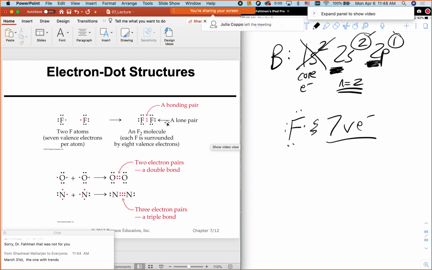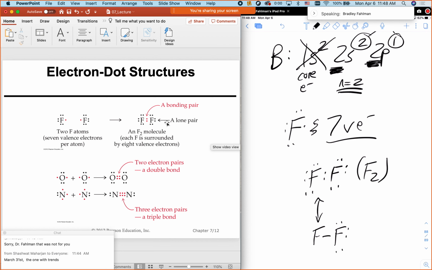You just put them together, and now you've got a bonding electron pair between them. Okay, so this is for F2. The molecule F2, that would be the Lewis dot structure. And you can also write this as just a line. Both are equivalent. We're just saying that this line can take the place of these two dots.